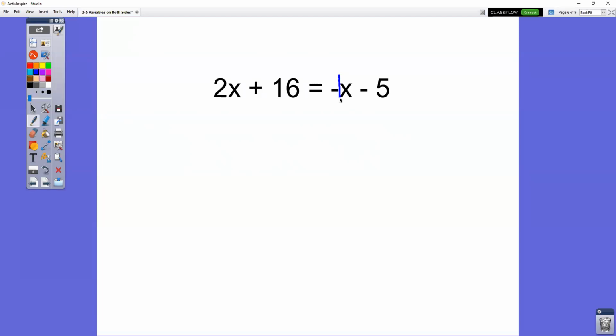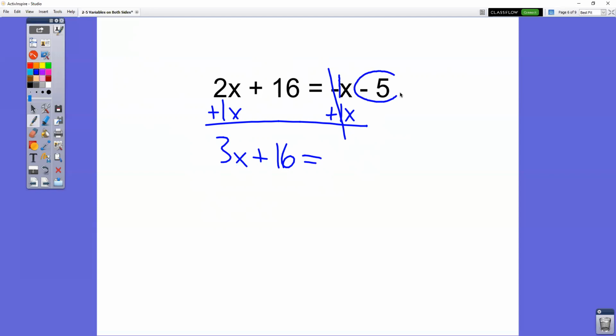So looking at this question, you have a 2x and a negative 1x. I would always personally work with the smaller of the letters first. So to get rid of that negative 1x, I would add 1x and add 1x. However, you might have done the same problem by subtracting 2x from both sides. Either way you do it, you should get the same answer in the end. 2x plus 1x is 3x. Bring down our plus 16, bring down our equal sign.